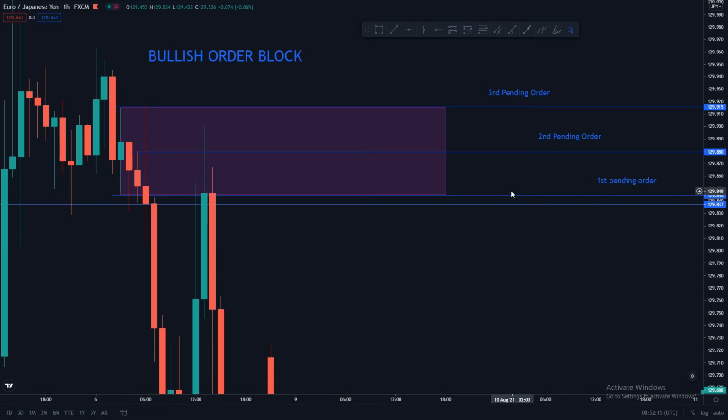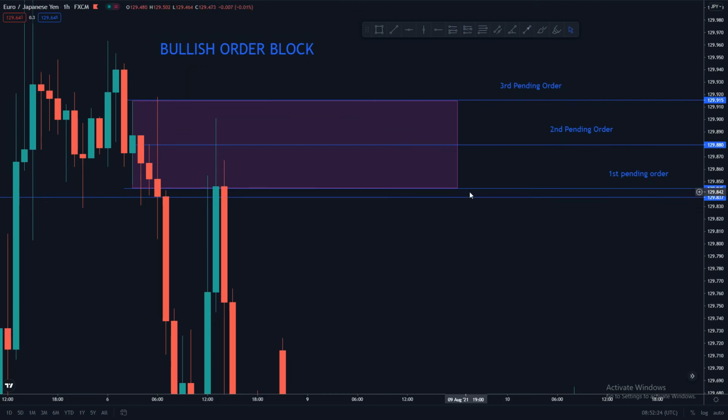Okay, so what happened when the market came? Before I go there, as you can see, I identified this whole block from down to top, and I'm going to divide it into 3 parts. The first part is this part, the lower wick, and the second part is going to be the mid of the body.